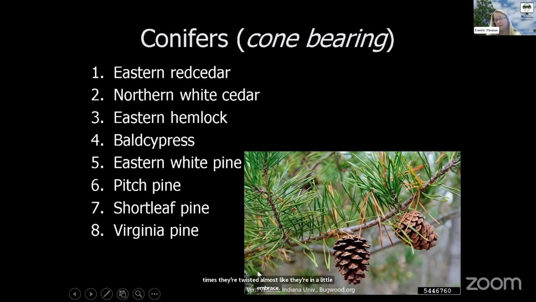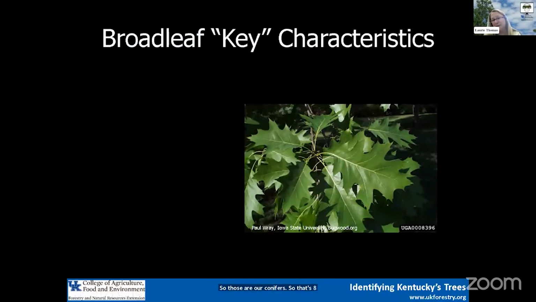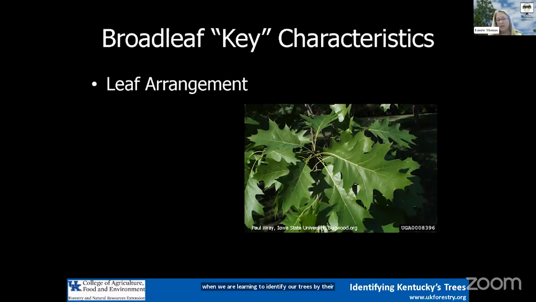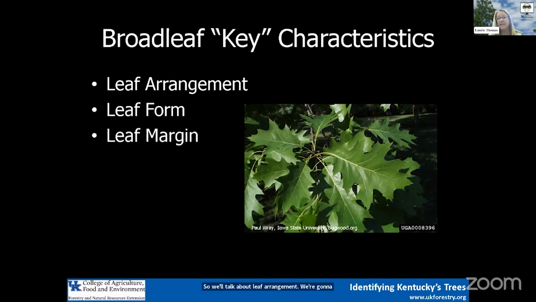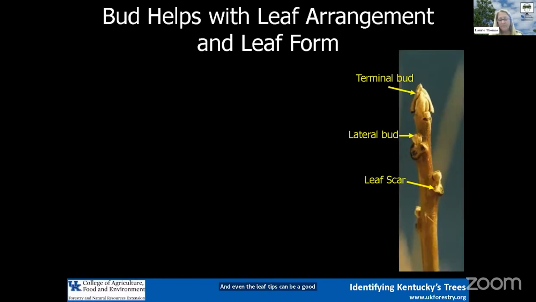So those are our conifers. That's 8 of the 120 plus species we talked about. So let's look at some of the broadleaf characteristics that we're going to want to focus on when we are learning to identify our trees by their leaves. So we'll talk about leaf arrangement. We're going to look at leaf form. We'll go over what all of these mean. Leaf margin. And even the leaf tips can be a good characteristic, and what the base of the leaf looks like.